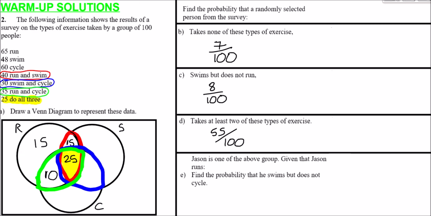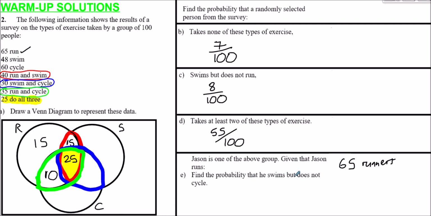So how many people run, essentially? 15 plus 15 is 30, plus 10 is 40, plus 25 is 65. So Jason is 1 out of 65 runners, which of course you could have worked out by just looking here.